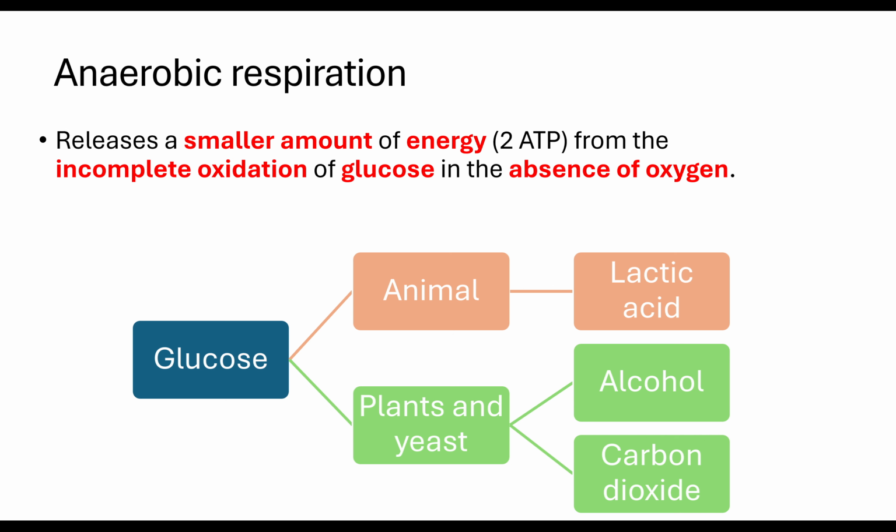So if we look at the animal side of things, we've got glucose. We are going to incompletely oxidize that glucose. There's no oxygen present. We're going to create lactic acid. So we're going to convert the glucose into lactic acid. That is toxic in high quantities. So therefore, we need to turn that into a less toxic substance. We're going to convert it back to carbon dioxide and water.